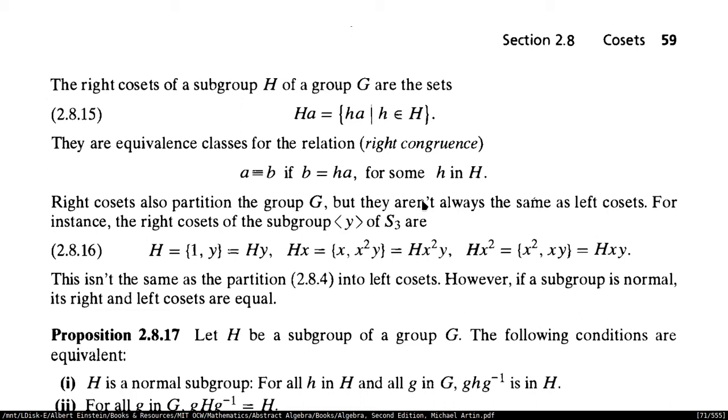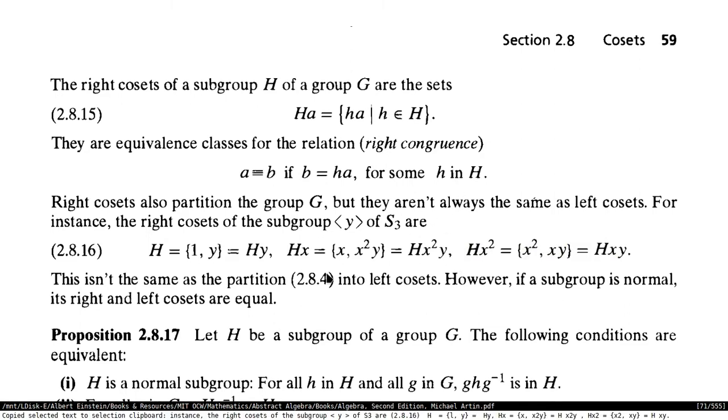Okay, so the right cosets also partition the group, just like left cosets did, but they are not exactly the same. For instance, as we saw before, if you take the cyclic subgroup generated by y of S3, the right cosets of the subgroup will be H, then Hy, so the right coset with respect to y. Then Hx, which will contain x and x squared y, so that will be equal to Hx squared y. And this will be Hx squared. You can see this is different from what we saw as the partition in left cosets, right?